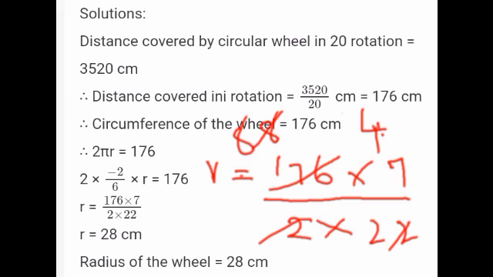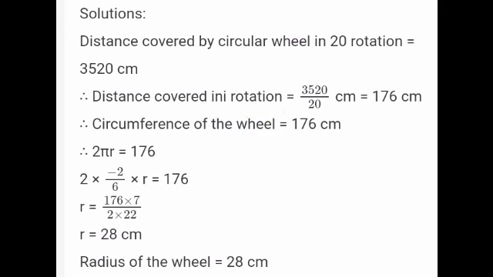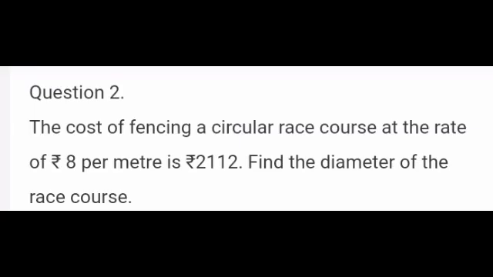First of all, cancel 2 and 176, we get 88. Then using 22, 4 times 88. Then multiply 4 into 7 equal to 28 centimeters. That is the radius of the wheel.